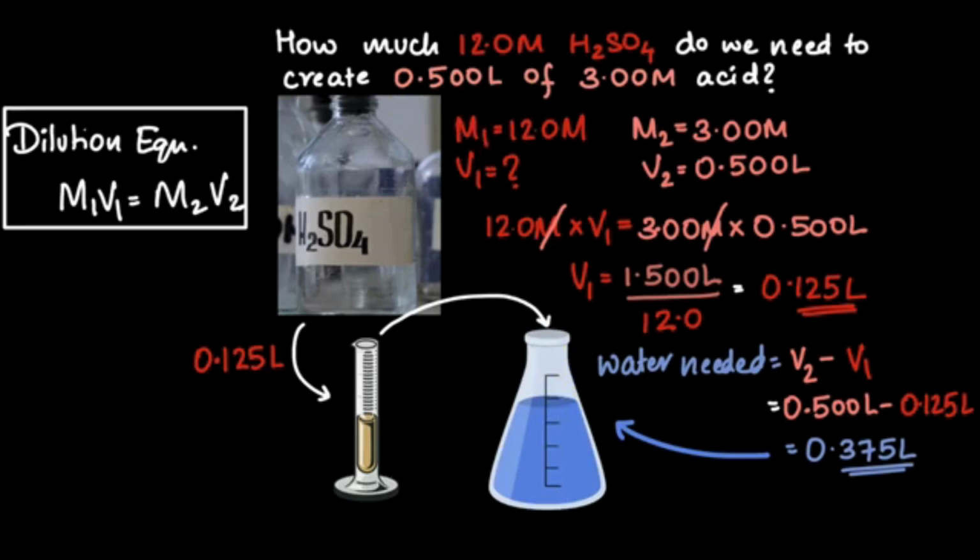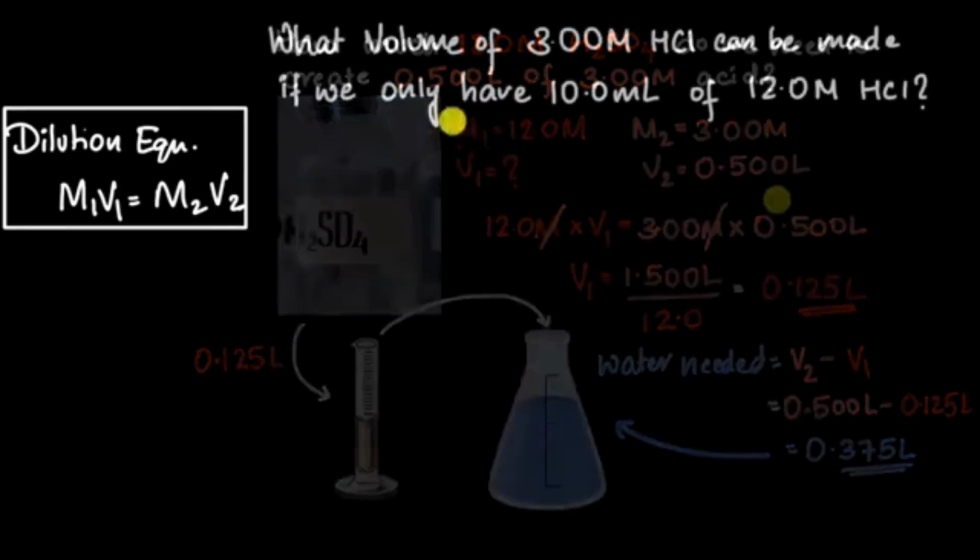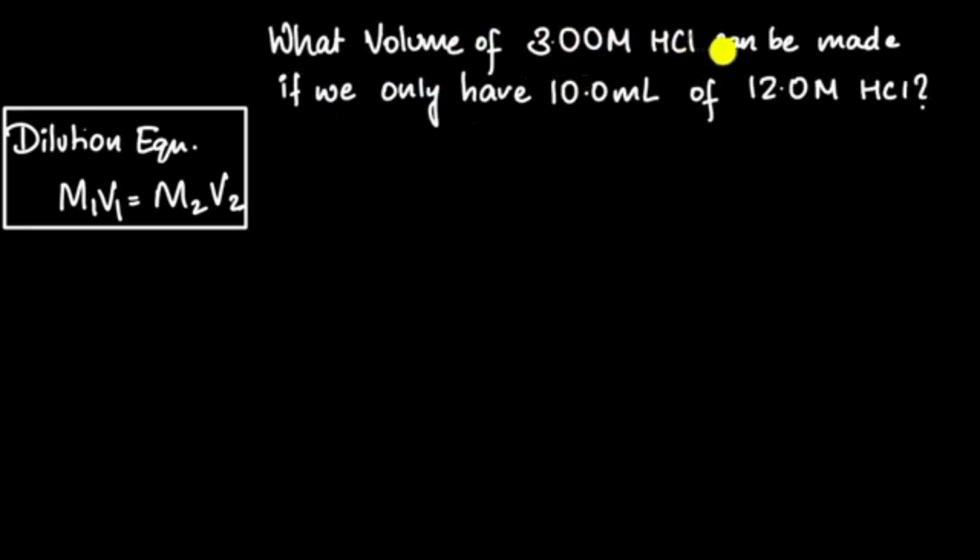Okay? All right, let's try another problem. What volume of 3 molar HCl can be made if we only have 10 ml of 12 molar HCl? Why don't you pause the video and see if you can solve this problem using the dilution equation. All right, let's see. So we have 10 ml of 12 molar HCl. That's what we have right now.